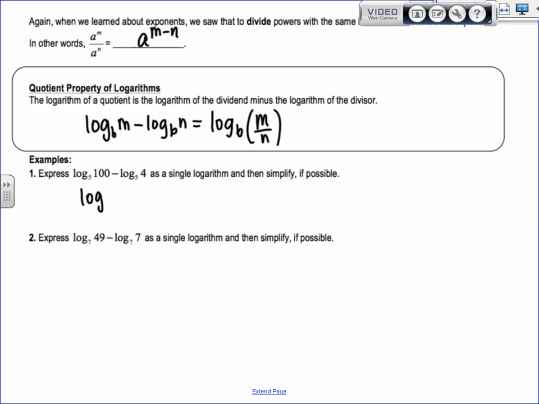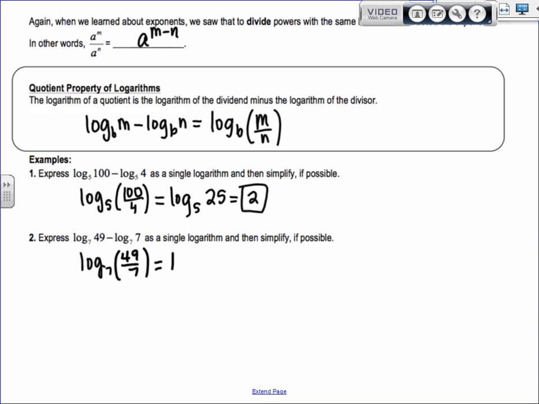So when I see two separate logarithms, log base 5 of 100 minus log base 5 of 4, I can combine them as log base 5 of 100 divided by 4, which is log base 5 of 25. 5 to what power gives you 25? 2. You should know right away what those are. These are typical non-calculator questions. I have not picked up a calculator once. Okay. So if I have log base 7 of 49 minus log base 7 of 7, that's going to be 49 over 7. So it's going to be log base 7 of 7, which is 1.